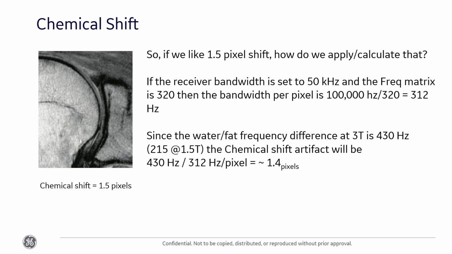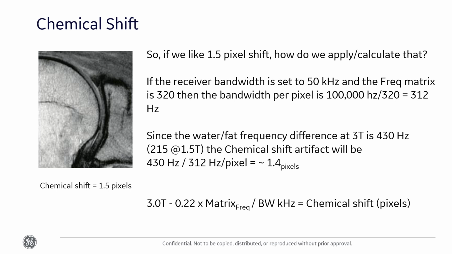Now, since the water-fat frequency difference at 3T is about 430 hertz, as we mentioned before, or 215 at 1.5T, then the chemical shift artifact will be 430 hertz divided by 312 hertz per pixel, which works out to be approximately 1.4 pixels. A simpler mathematical equation to do this for you is to use a factor. So in this case for 3T, it's 0.22 times the frequency matrix divided by the bandwidth in kilohertz equals the chemical shift in pixels, or again for 1.5T, the factor you use is 0.11.